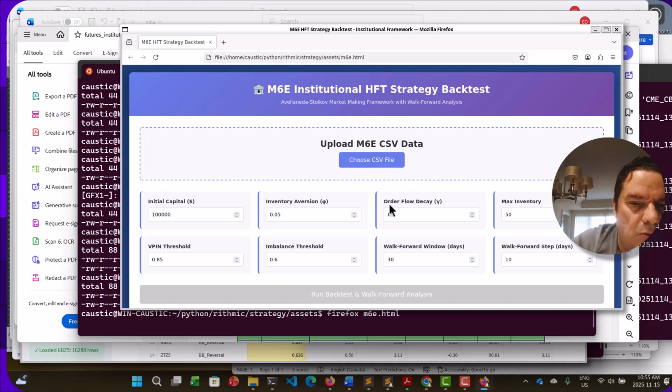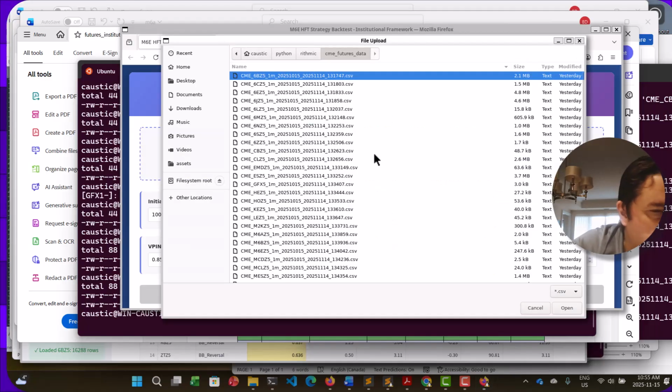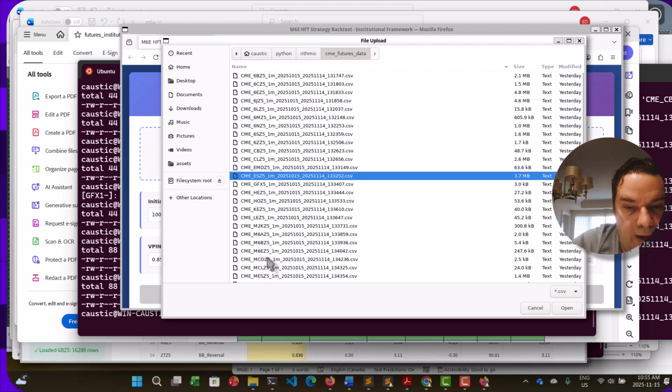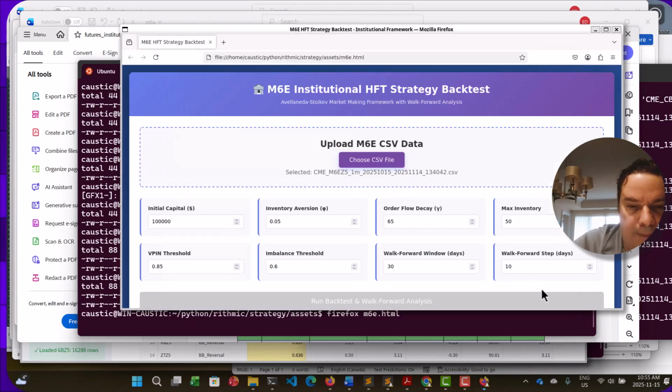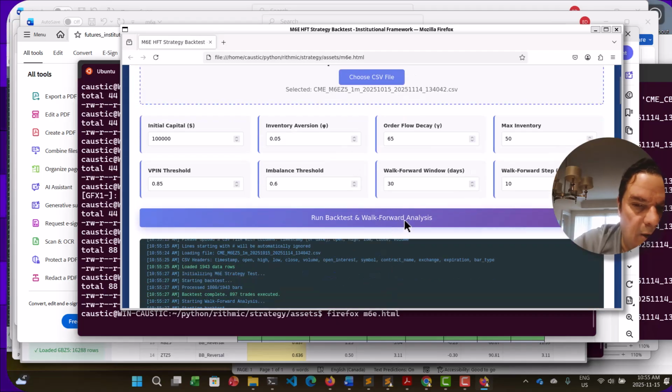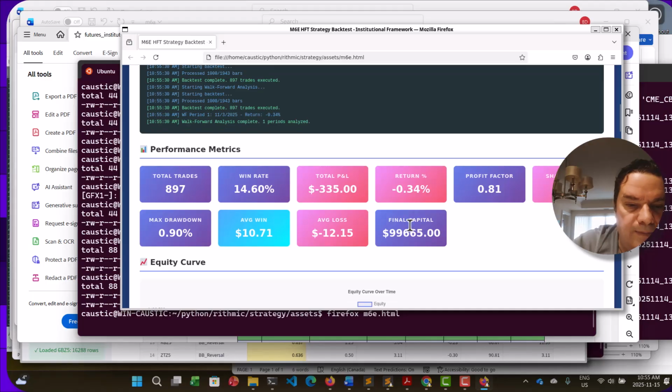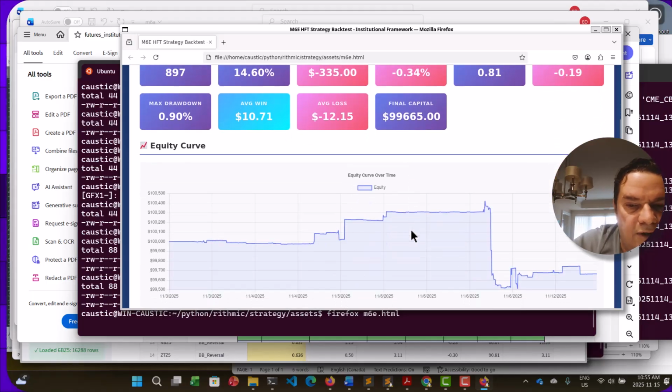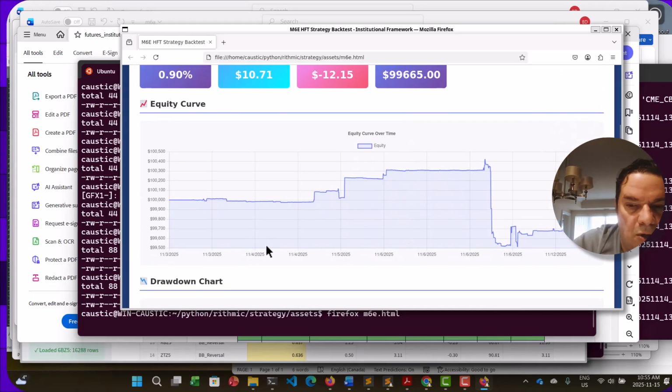So this is an actual working one. All the same metrics that we're used to. If I put in the appropriate file of the M6E, project it, do a walk forward test. This is actually, I got it working. So you can see here, we have here total trades. So this is back tested now. So we had some decent performance and it dropped off.